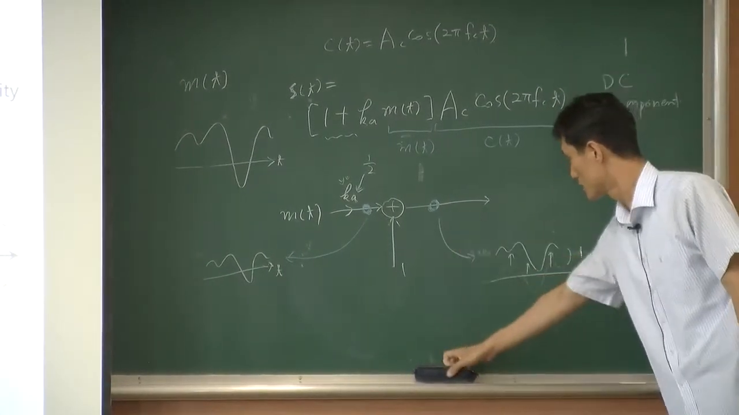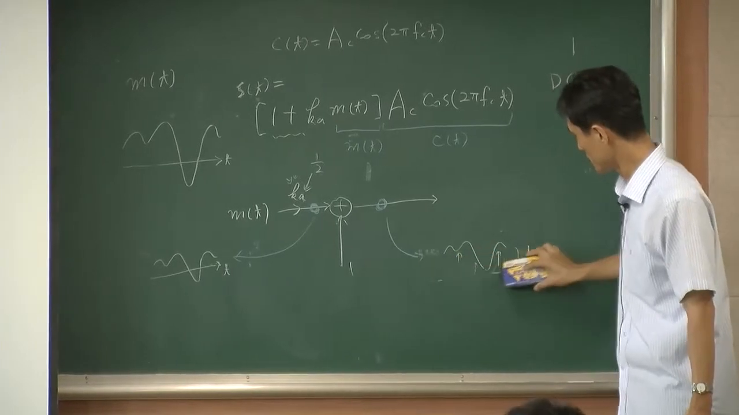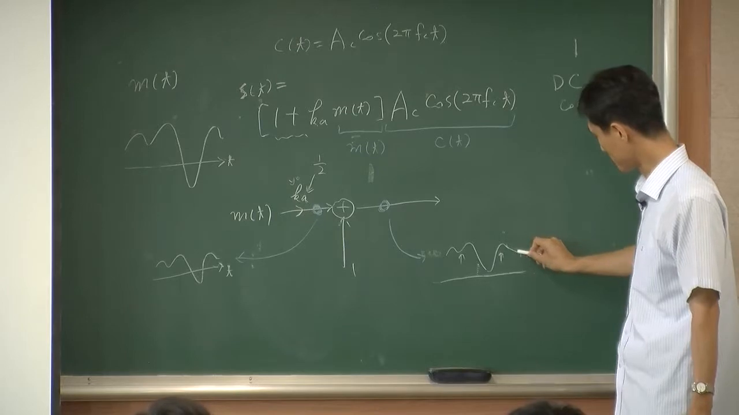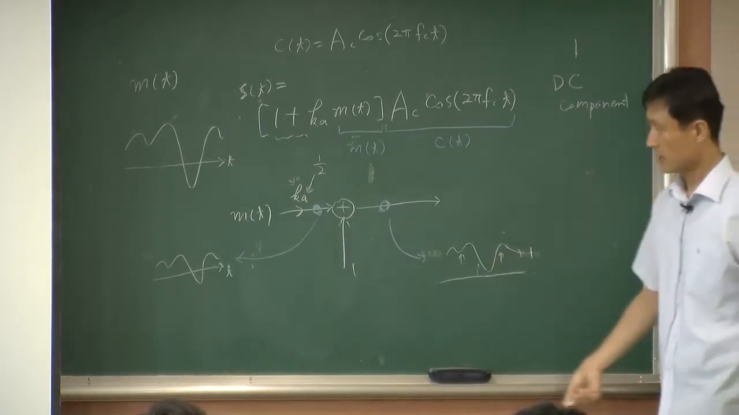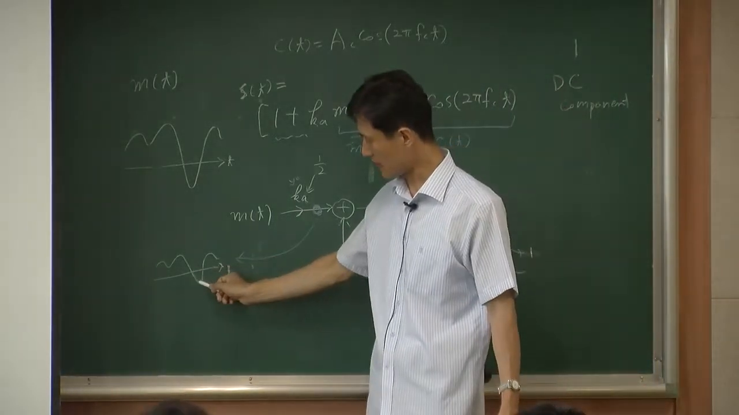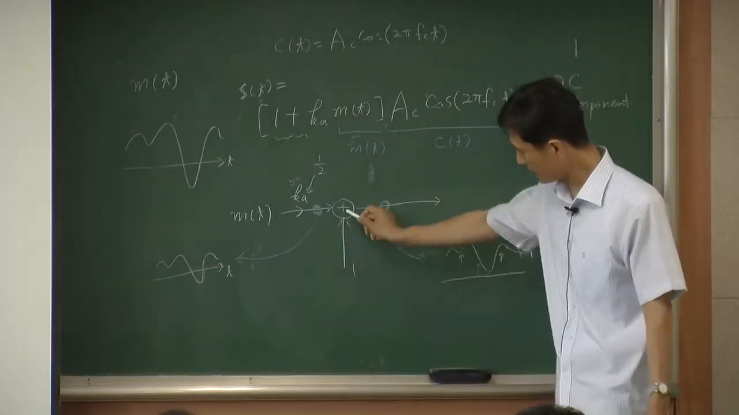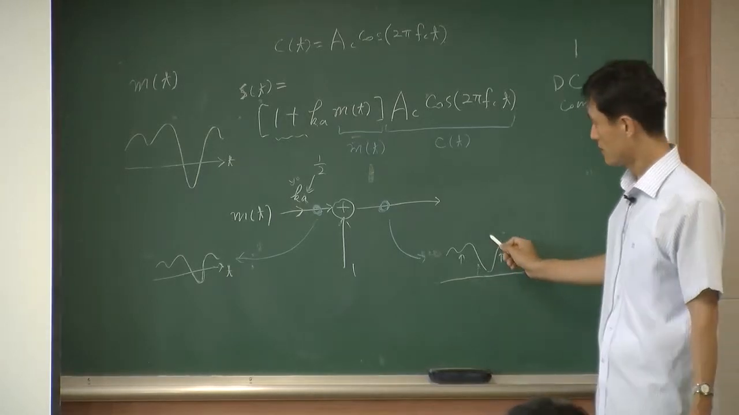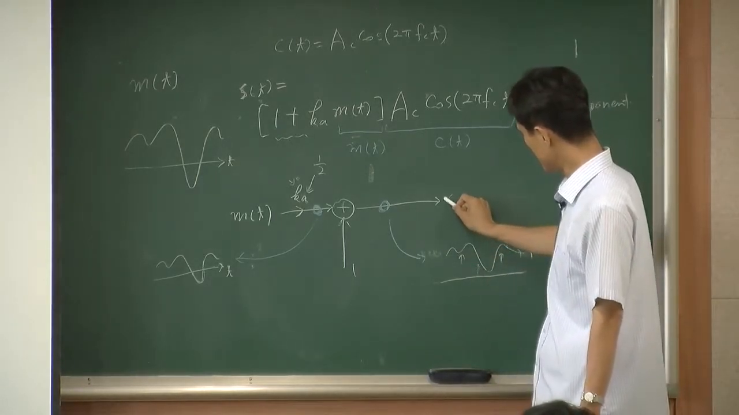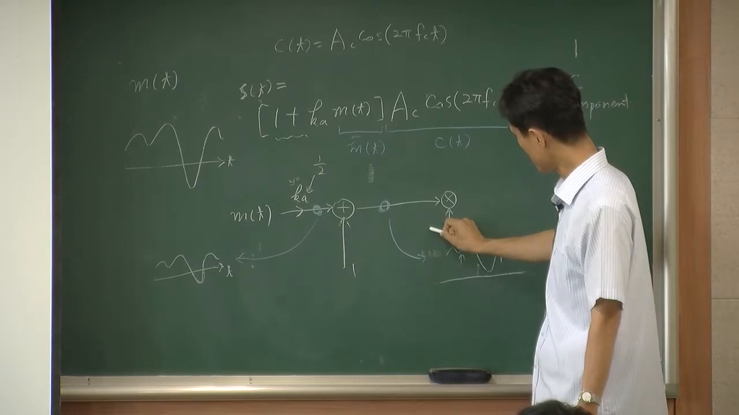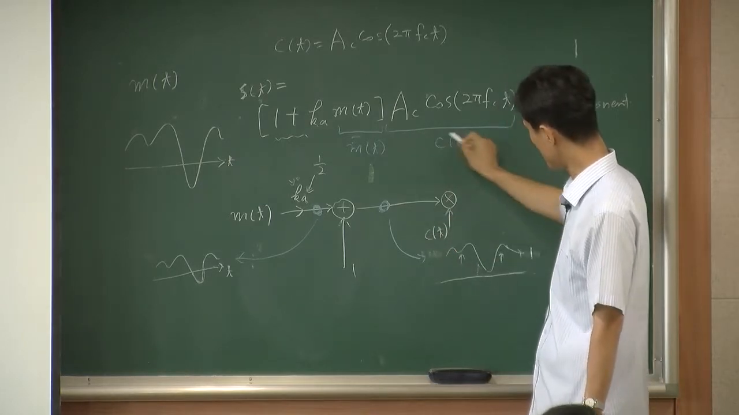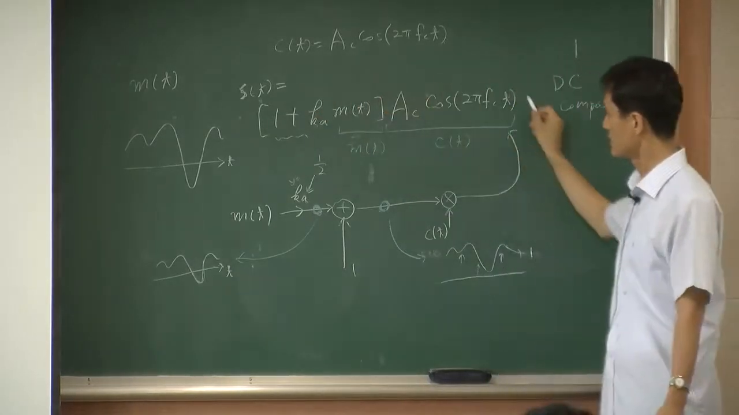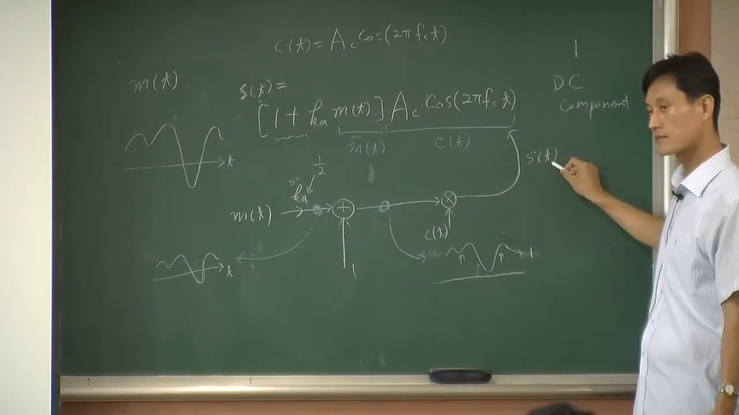So right here, you see this signal, and now this signal is positive all the time. Previously, sometimes it was negative, right? But now, when you add the +1, it's always positive. Once you make it positive, you multiply it by the carrier, which is this part. Then now you get this, s(t), right?